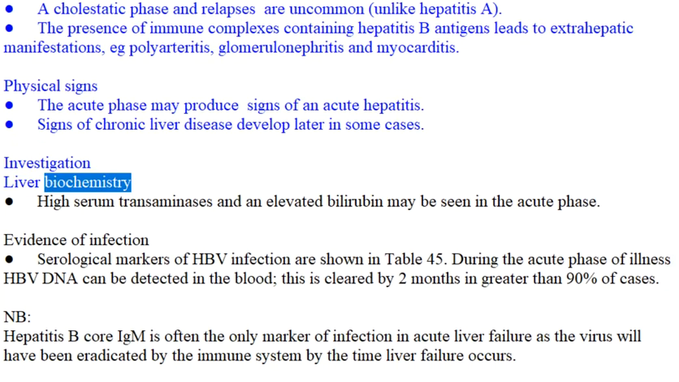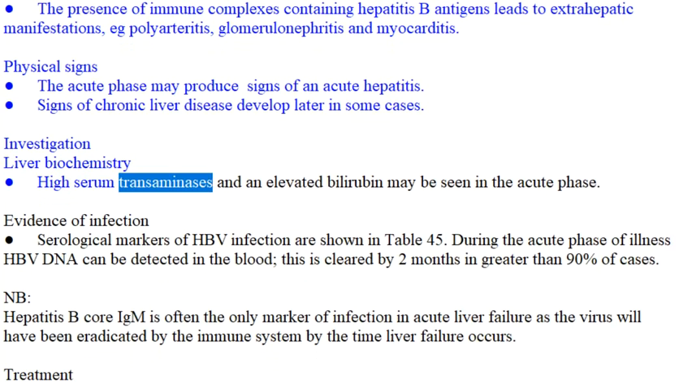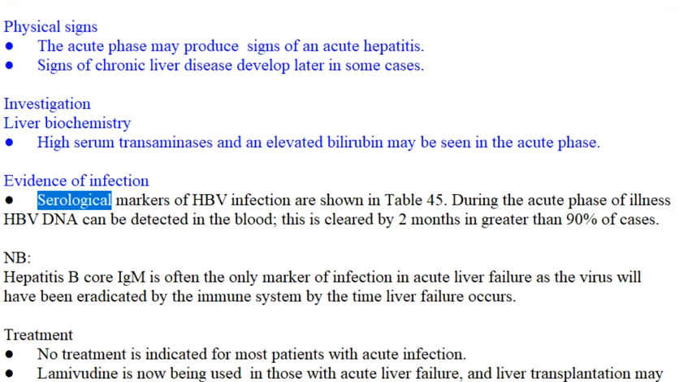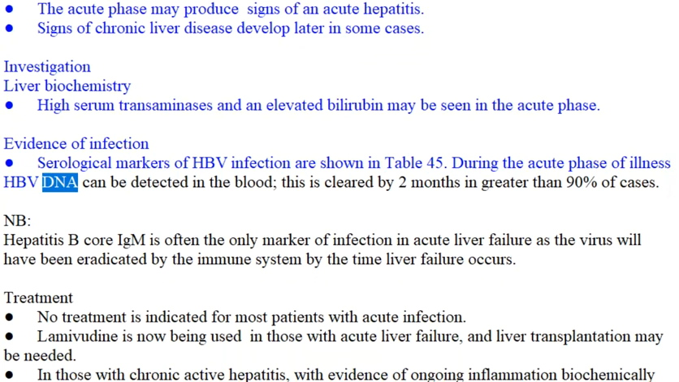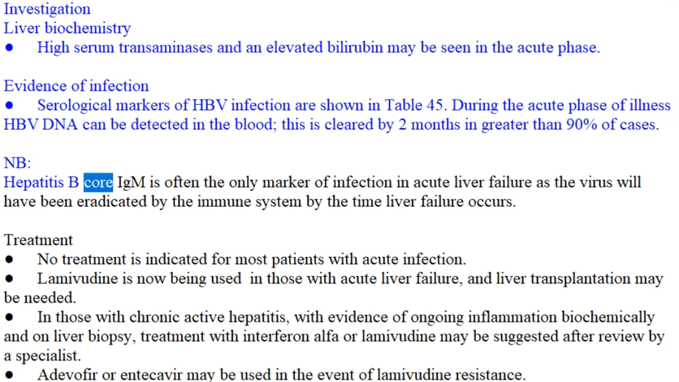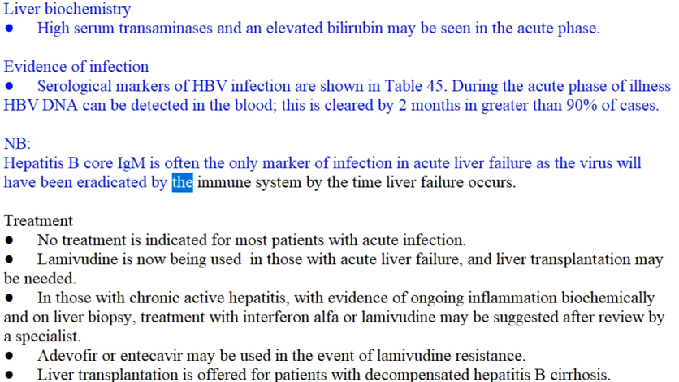Investigation. Liver biochemistry. High serum transaminases and an elevated bilirubin may be seen in the acute phase. Evidence of infection. Serological markers of HBV infection are shown in Table 45. During the acute phase of illness, HBV DNA can be detected in the blood. This is cleared by 2 months in greater than 90% of cases. NB. Hepatitis B core IgM is often the only marker of infection in acute liver failure, as the virus will have been eradicated by the immune system by the time liver failure occurs.